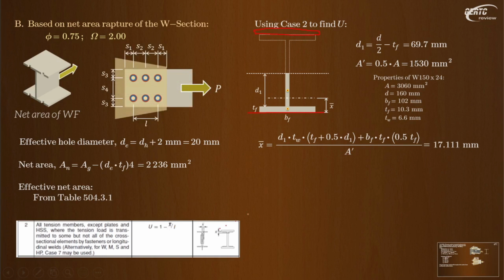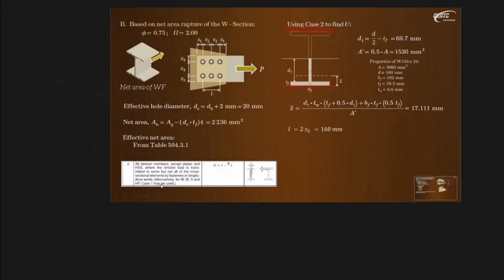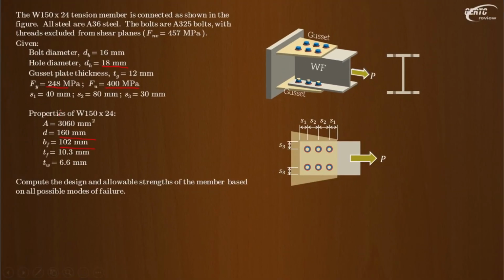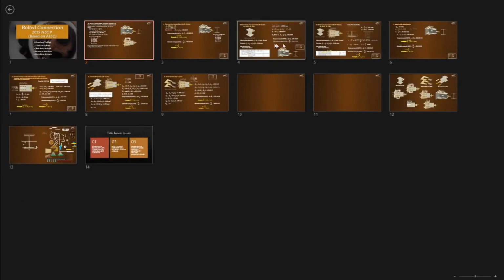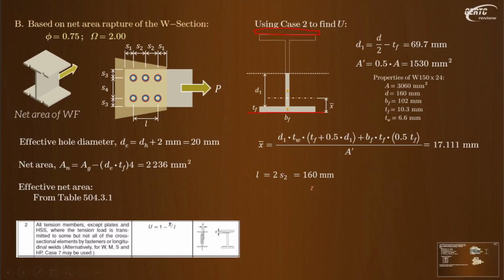Then we can now compute our U. Our U is 1 minus barred X over L. This is our L, which is equal to 2 times S2. Going back to the given, S2 is 80 mm, so 2S2 is 160 mm. Now we can compute our U. Notice, this gives us 0.893. The one we used before is 0.85.